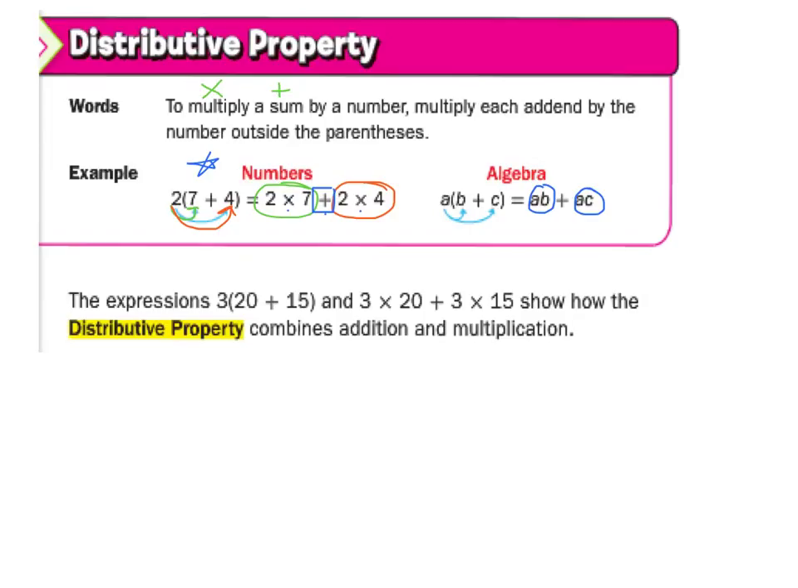So the expression that we used before, 3 times (20 plus 15), was equal to us writing it out longhand of 3 times the 20. Then we added to that the 3 times the 15, the cost of the hats. So two separate ways of writing the same thing.